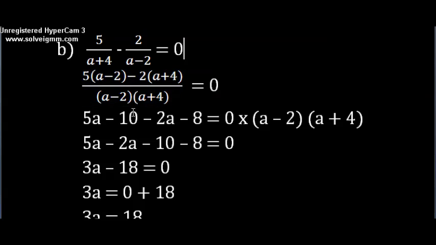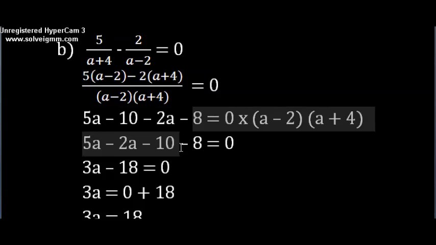Now in the second step, you can expand these brackets, and these two factors you can take on the other side. So 0 multiplied by these factors, again it will be equal to 0. Then after expansion, 5 into a is 5a, then 5 twos are 10, then minus 2 into a is minus 2a, and then minus 2 into plus 4 is minus 8. Now this whole expression on the left-hand side equals 0.